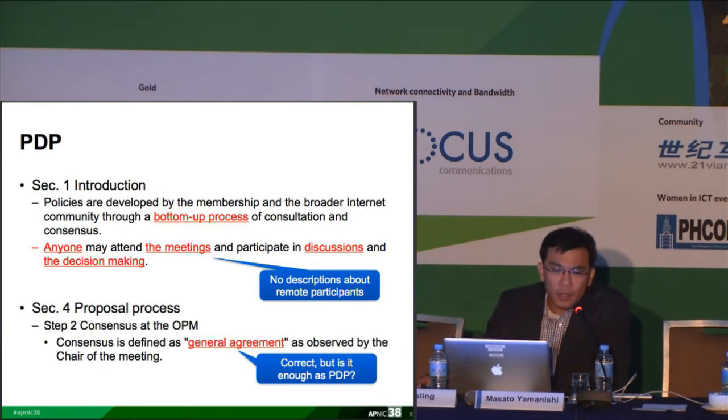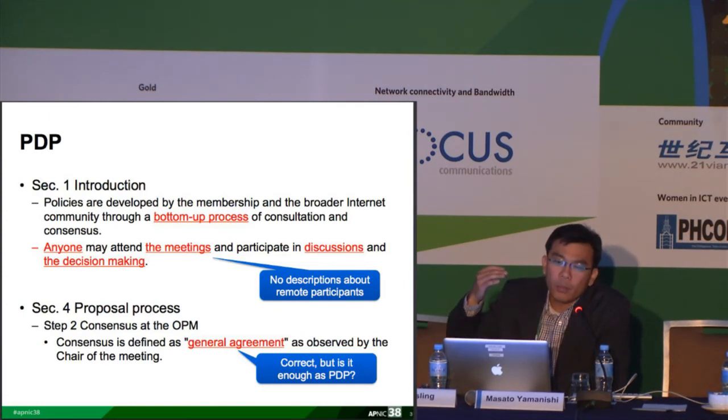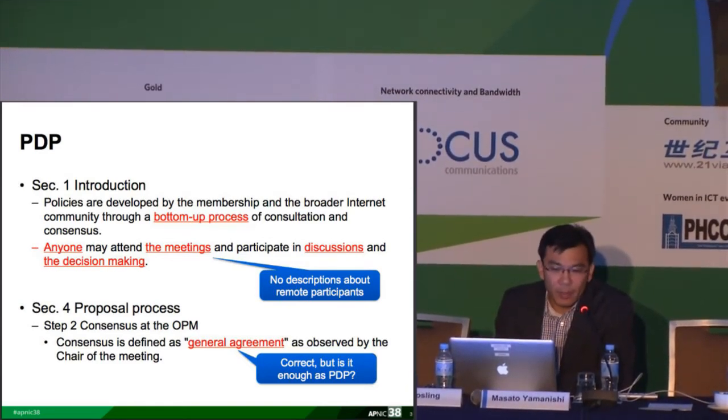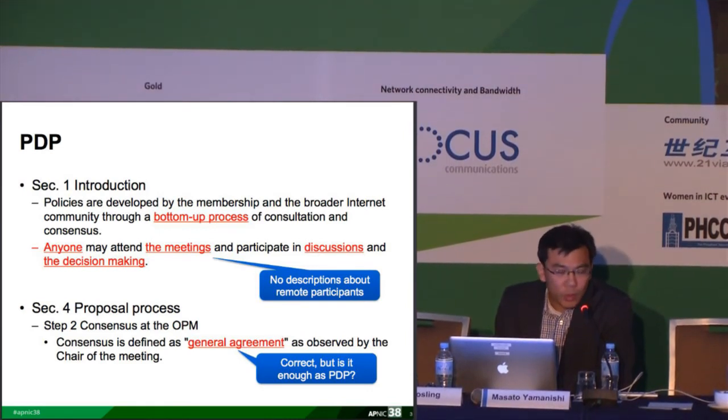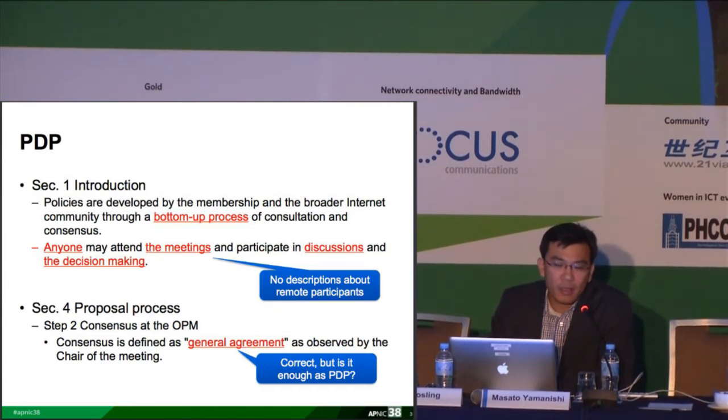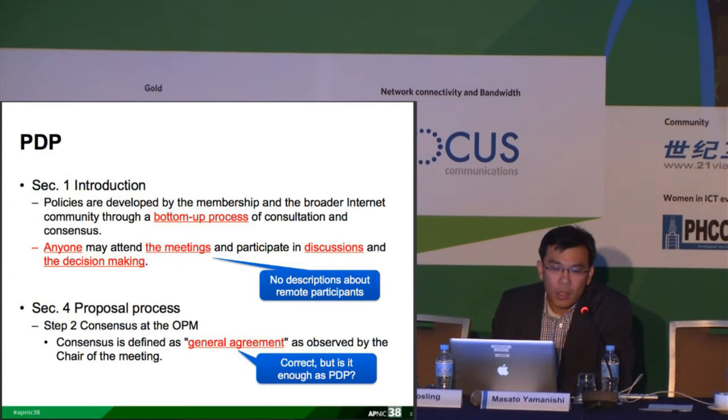Another part is section 4, the proposal process, which lists each process. Step 2 is consensus at the OPM, but it just says consensus is defined as general agreement as observed by the chair of the meeting. That's all in the PDP. So personally, I'm not sure it is enough for the PDP or not.